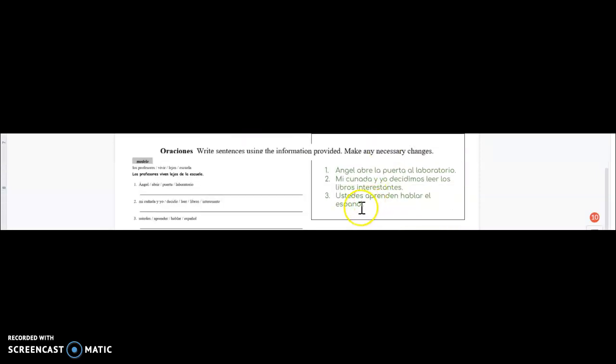All right. Last part here. So you were to write sentences with the information provided. And again, as you've probably learned by this point in the year, when they say make any necessary changes, a lot of times that means you're going to have to add a preposition here or there, a or de, for instance. And then you're also going to have to throw in some heavily used articles, definite or indefinite articles. So el, la, los, las, un, una, unos, unas.